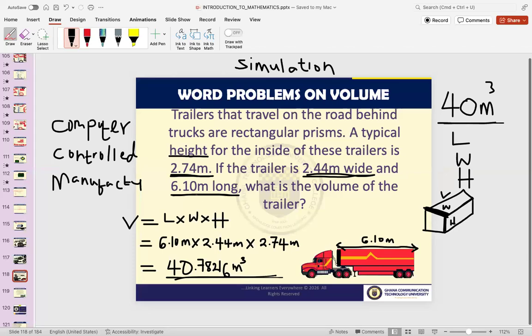Let's use a length of 6.10 meters. Let's use a width of 2.44 meters. Let's use a height of 2.74 meters. And out of that, they will use it to design the container that will hold the liquid, or that will hold the goods that they put in the trailers that are transported to our various marketplaces. So all these things have an application.